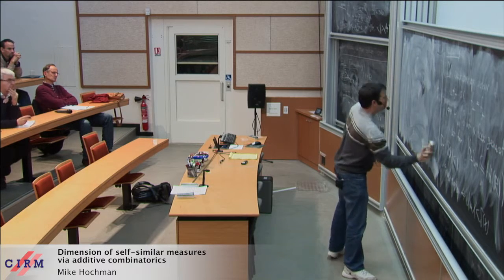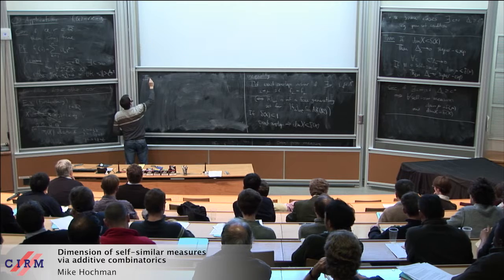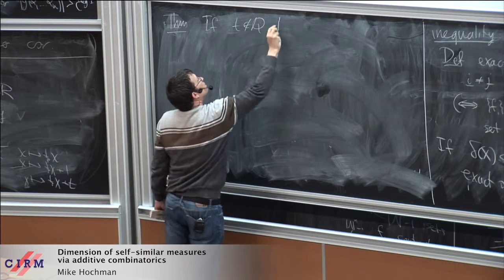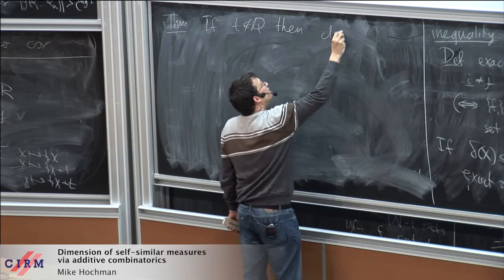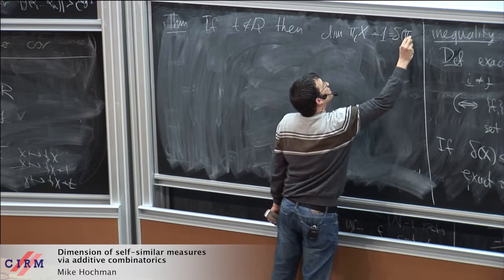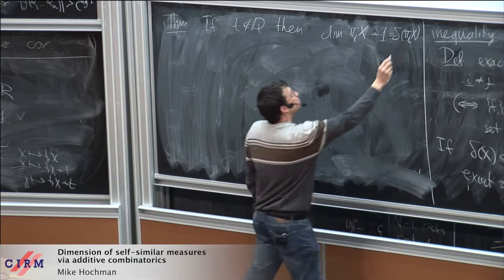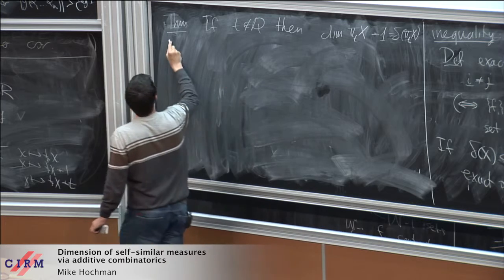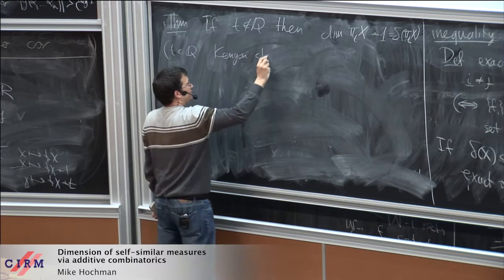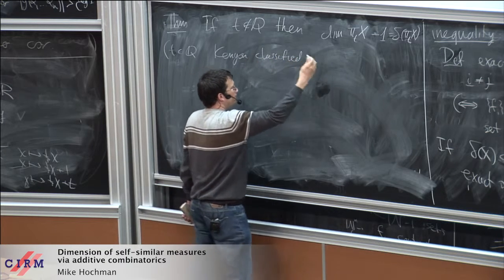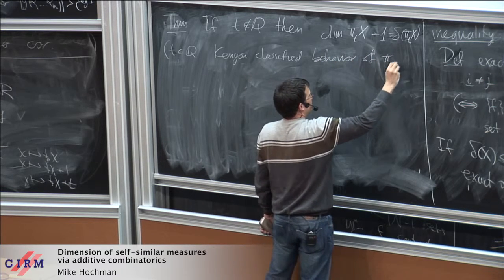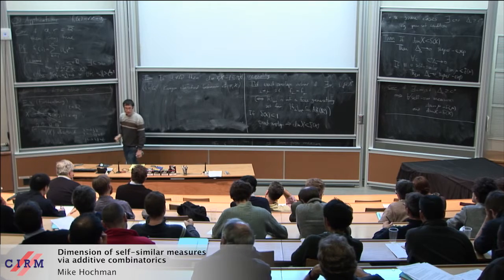So let me state it. The theorem is that if t is irrational, then the dimension of pi t of X is 1, which is delta of pi t of X. And let me say that if you look at rational parameters, then Kenyon classified the behavior of pi t X. So for the rational ones, you can say exactly how pi t X behaves.